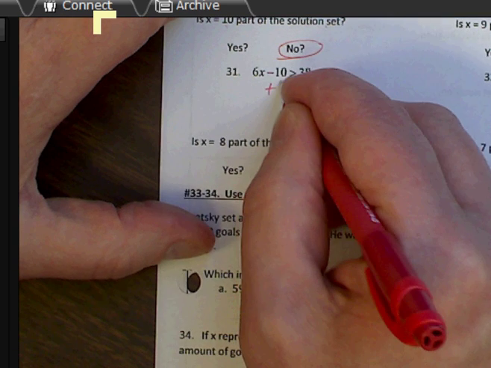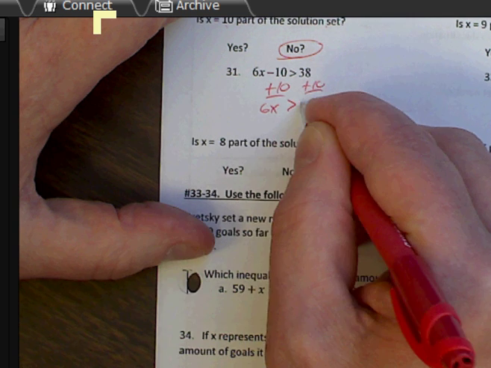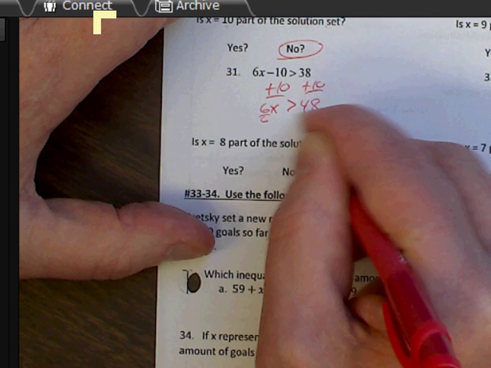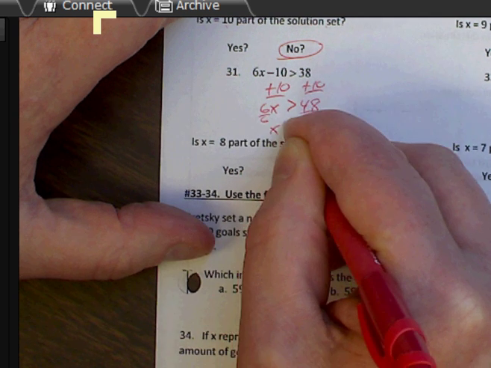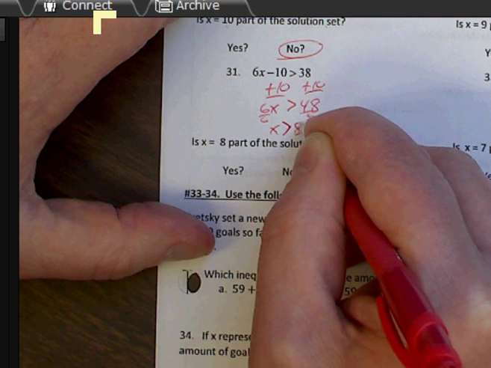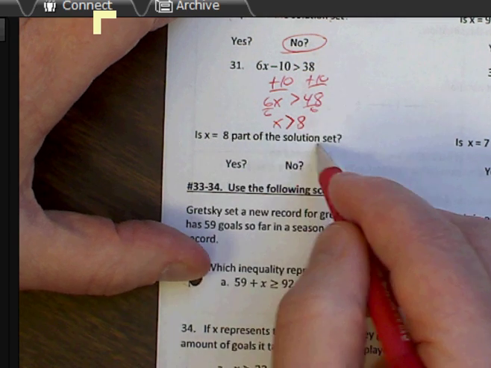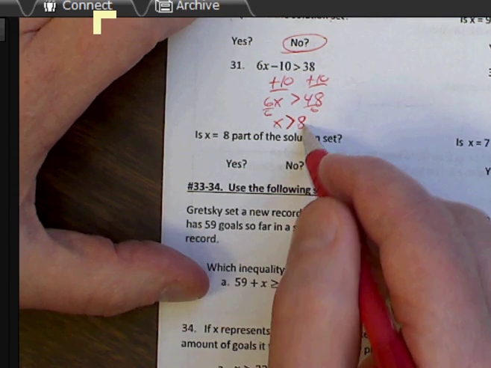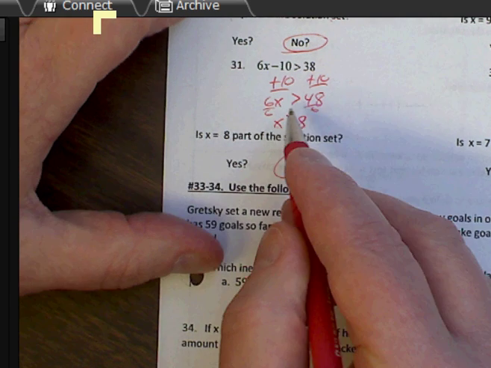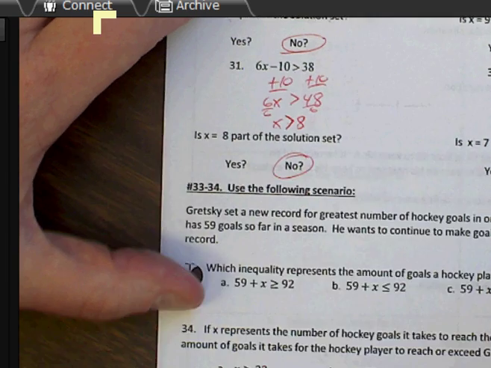31. I'm going to add 10 to both sides. I get 6x is greater than 48. I divide by 6. I get x is greater than 8. So is 8 part of the solution set? Well, is 8 greater than 8? No. If it said greater than or equal to, it would be good, but this is just a greater than sign, so no.